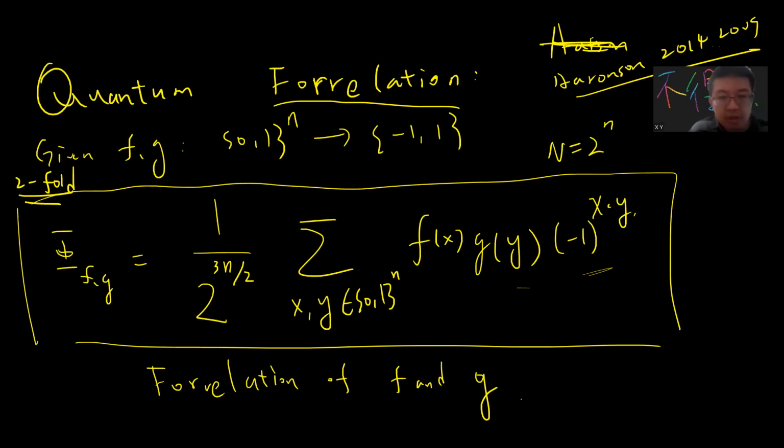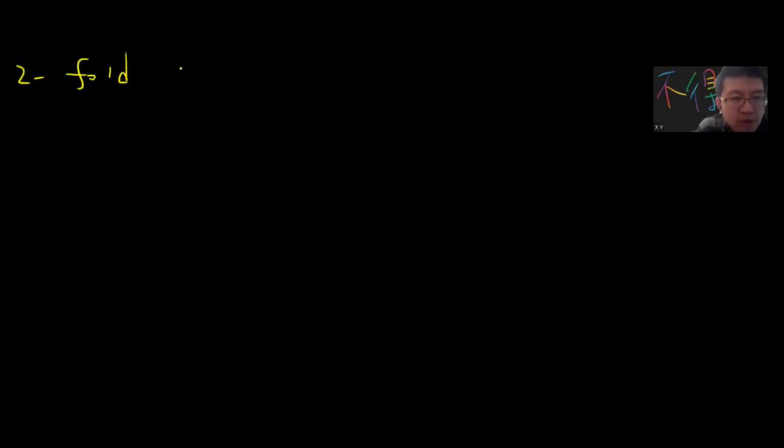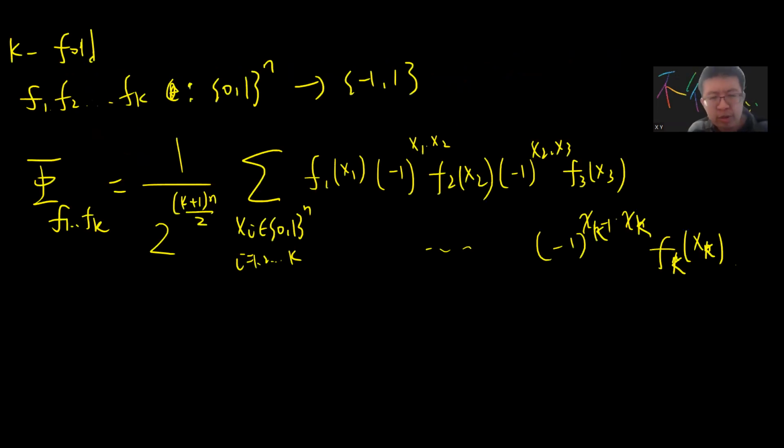The interesting thing is that this Forrelation has a very simple quantum algorithm. I will just do the twofold case. Simply speaking, there is a very efficient quantum algorithm for this Forrelation. Basically, if you start with BQP and you have two oracles, f and g, then you can construct or measure this Forrelation very simply.